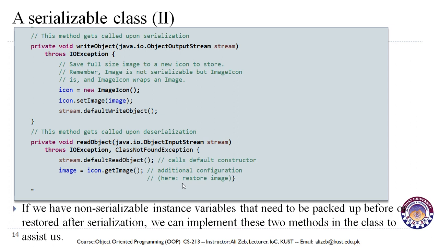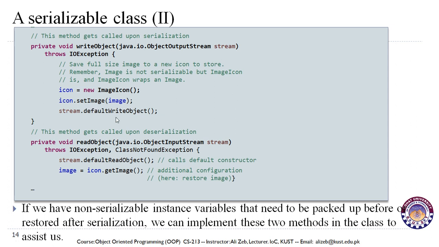We have the writeObject method, for example, where the image is not serializable. We save the full-size image to a new icon to store. Remember, Image is not serializable but ImageIcon is, and ImageIcon wraps an image. As we can see, we can call the setImage method of the ImageIcon class and store it in the icon object.